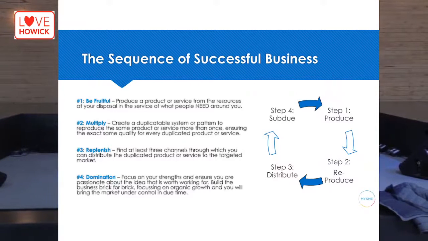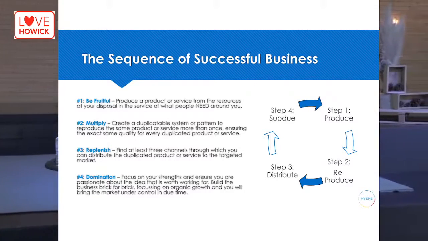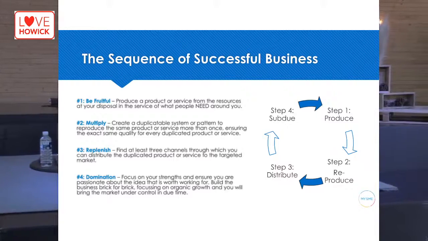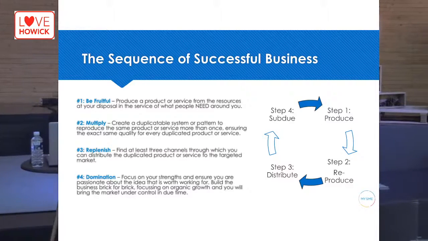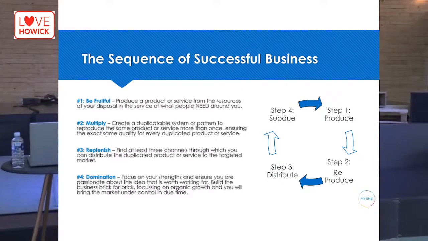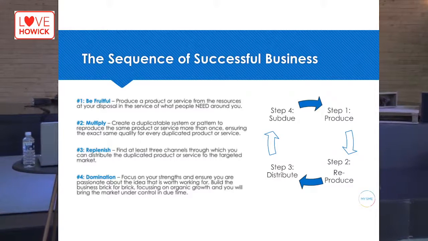And then there's another word, subdue. And then it says, and subdue. Subdue means bring under control. In other words, if I produce a product or a service using the resources of the earth in the service of other people, I find a way to reproduce it more than once, I distribute it successfully throughout the market, I bring the market under control. Market domination. And then God says, after those words, and have dominion. He just gave you the recipe to have dominion. Pretty cool. Okay.